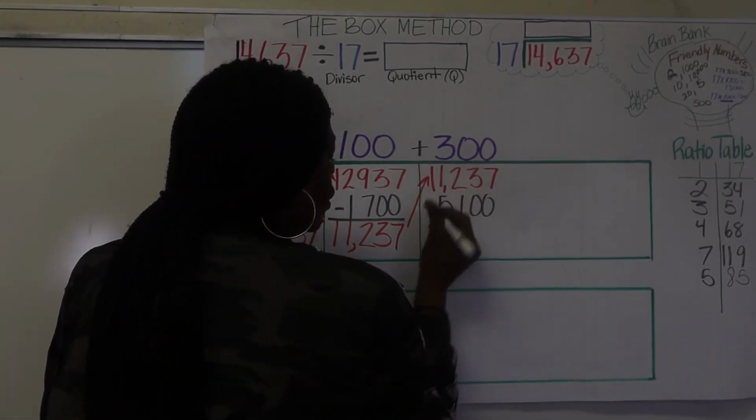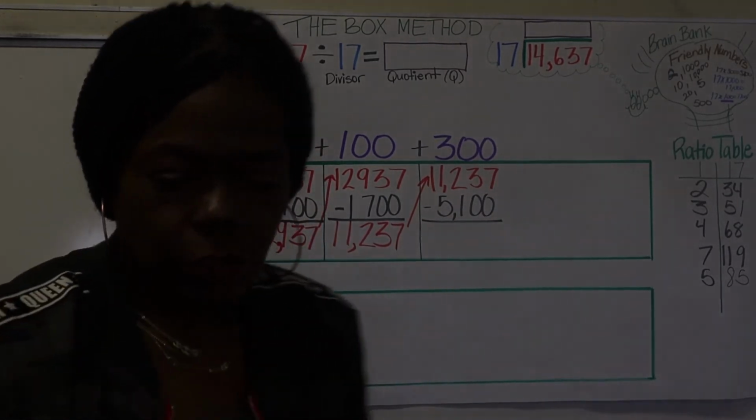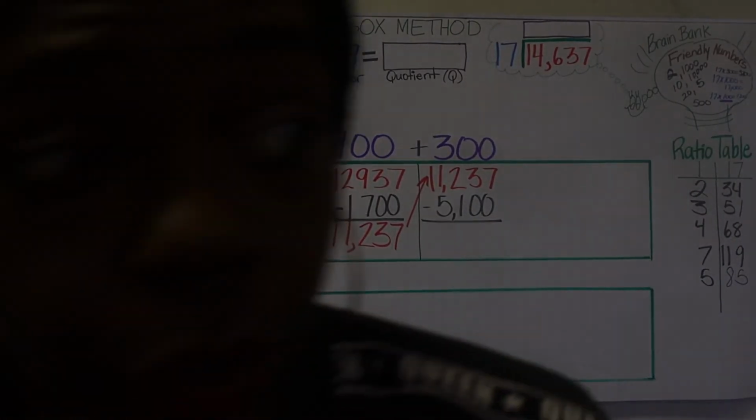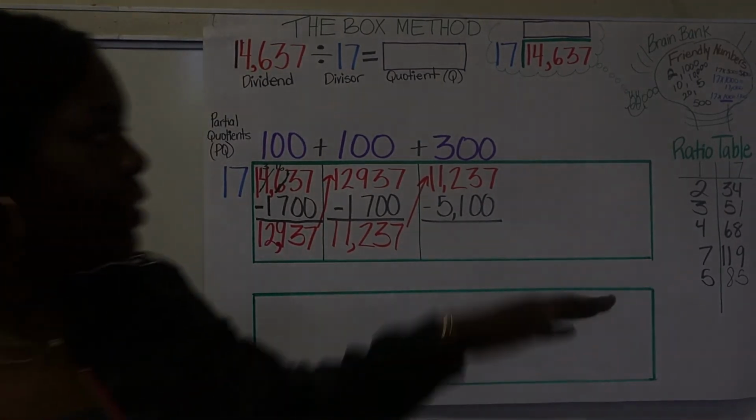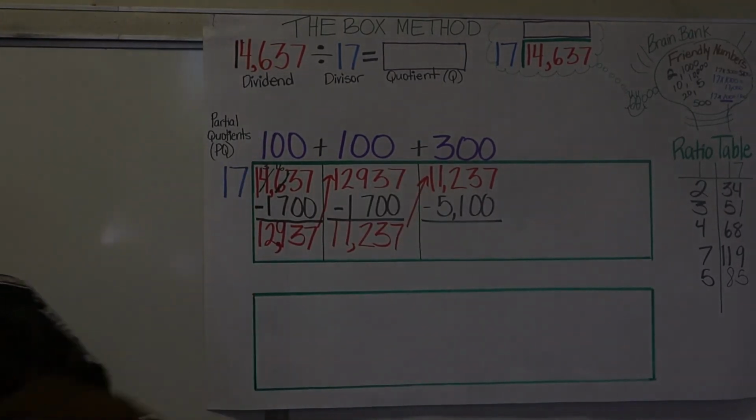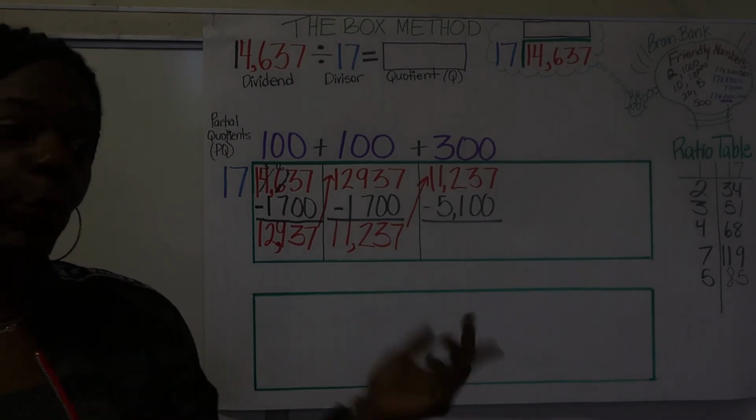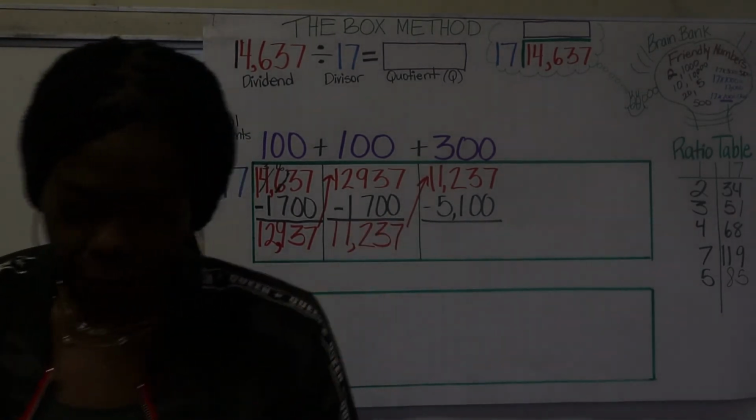5,100. Now, go on your board. Show me. You could have used 600, but I didn't call on you then, so you couldn't have told me that yet. But you could have done that on your board if you were doing this for your problem. All right, get busy. Go.